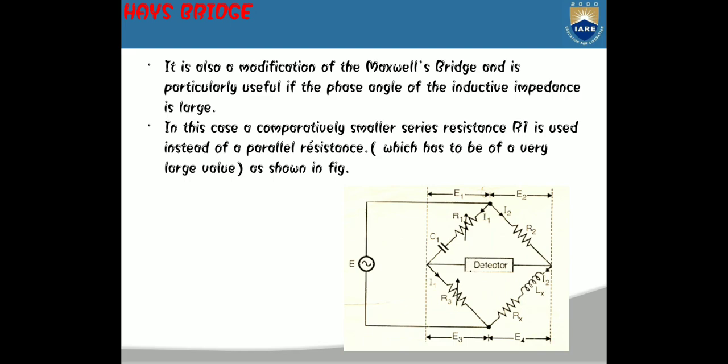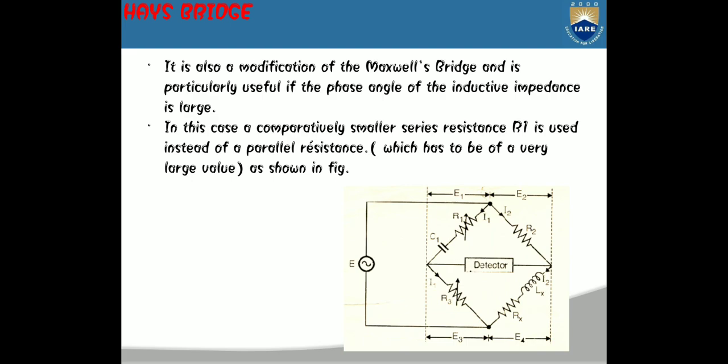The connections of the Hayes bridge can be done by connecting the capacitor and the resistor in series with each other, so that the voltage drop across the resistance and capacitance will be changed. In Maxwell's bridge, the connection of the resistance and capacitance is done in parallel, therefore the magnitude of the voltage supply throughout the resistor and capacitor will be the same.